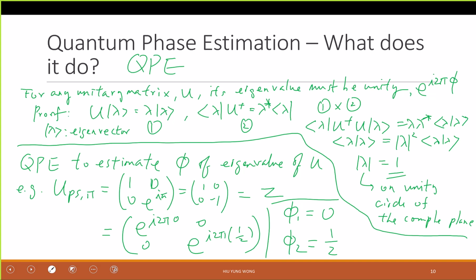Phase is phase. Quantum phase estimation just means this is a quantum algorithm. So this is still just a regular phase. It's not something called a quantum phase. I am not trying to estimate a quantum phase, but it's a quantum method for phase estimation.